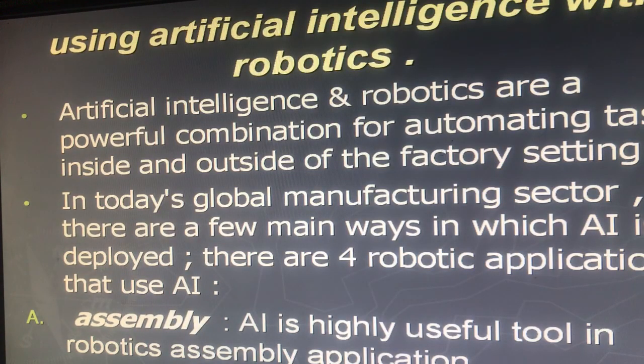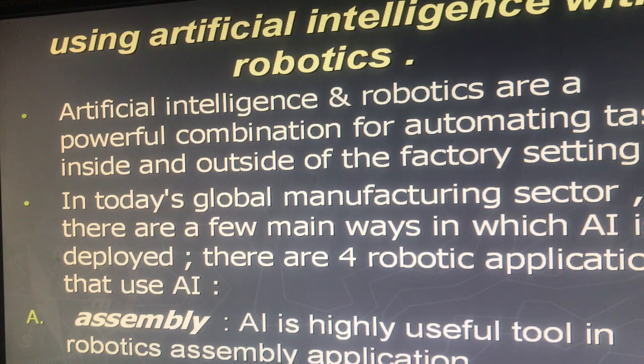And the last topic, using artificial intelligence with robotics. Artificial intelligence and robotics are a powerful combination for automating tasks inside and outside of the factory setting. In today's global manufacturing sector, there are a few main ways in which artificial intelligence is deployed. There are four robotics applications that use AI, which is artificial intelligence.